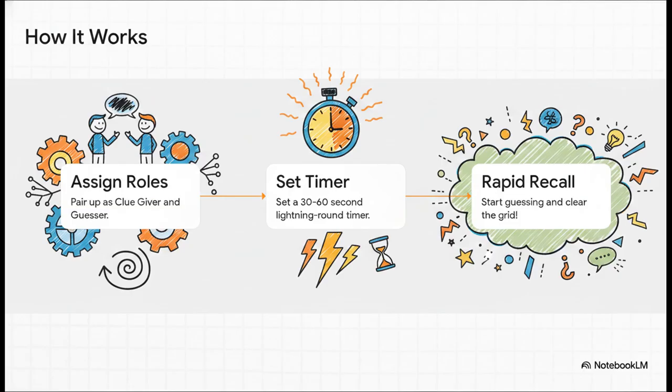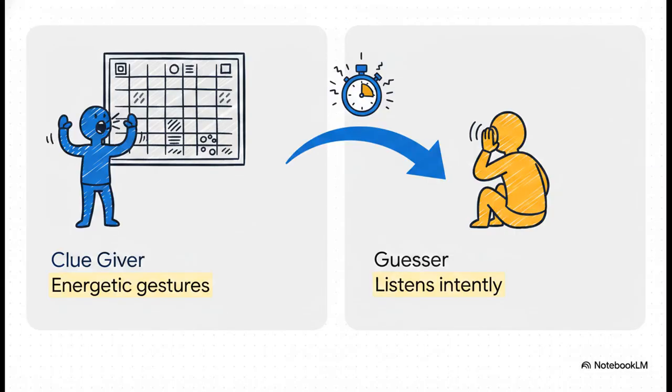Because the pace is so incredibly fast, it completely kills overthinking and forces students to just trust their immediate conceptual associations. To break those roles down just a little bit further, picture this. The clue giver is the one facing the board. They look at the grid of words and start frantically describing the terms. Meanwhile, the guesser is sitting with their back entirely to the screen. Their whole job is to listen intently to those clues and rapidly shout out the correct vocabulary words. And once that timer dings, they immediately swap.